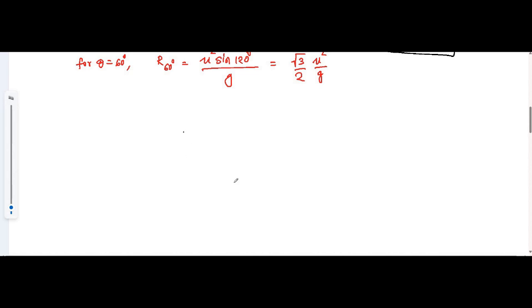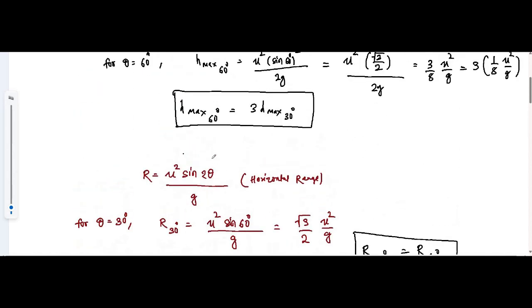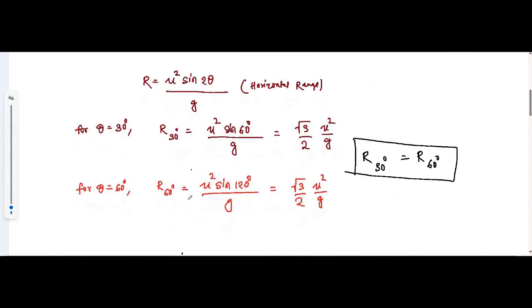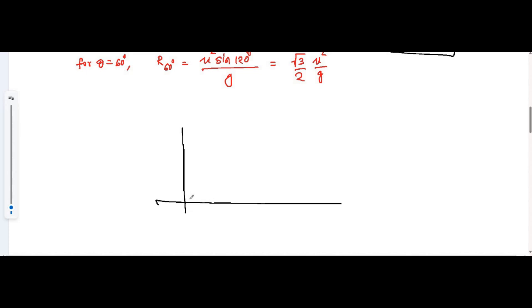Okay, so the situation is something like this. Suppose the ball or the projectile is launched at an angle of 60 degree, let's say. Okay, 60 degree, it will go 3 times the height as that for 30 degree, theta equal to 30 degree. But in both the cases the horizontal range will be the same.